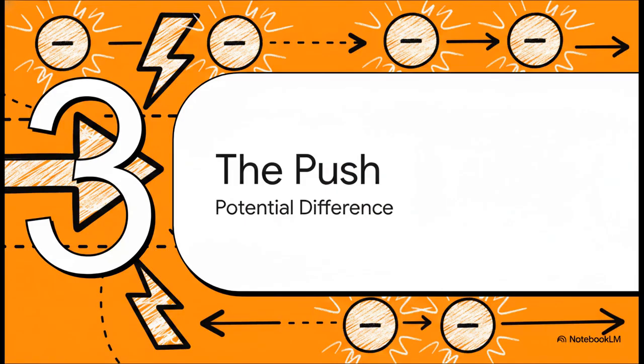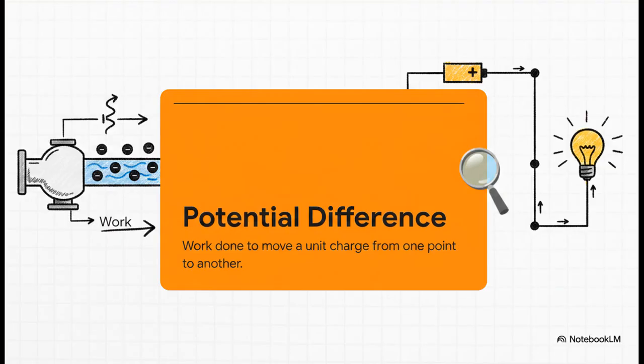Next up is section 3, the push, also known as potential difference. Here's the catch, though. Electrons don't just spontaneously decide to move on their own through a wire. They're lazy. They need a physical force to compel them forward. We call this push potential difference, or as you probably know it, voltage. By definition, it's the work done to move a unit charge from one point to another.